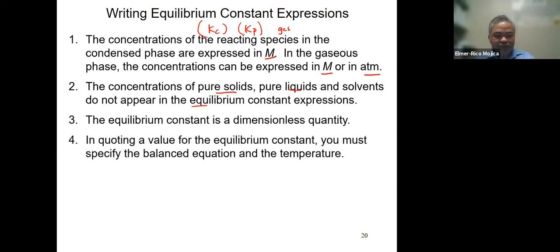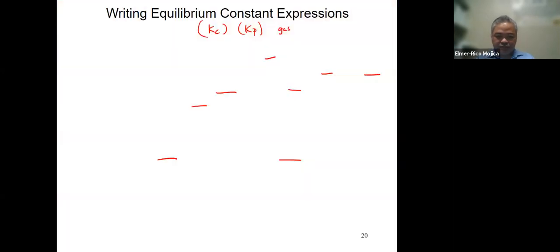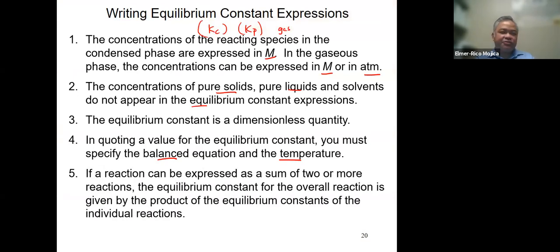And in quoting a value for the equilibrium constant, you must always specify it in terms of the balanced equation and the temperature. So remember here, we express it in terms of the coefficient that we're given. Okay? And each K value refers to a temperature. What does it mean? When you change the temperature, your chemical equilibrium constant also changes.